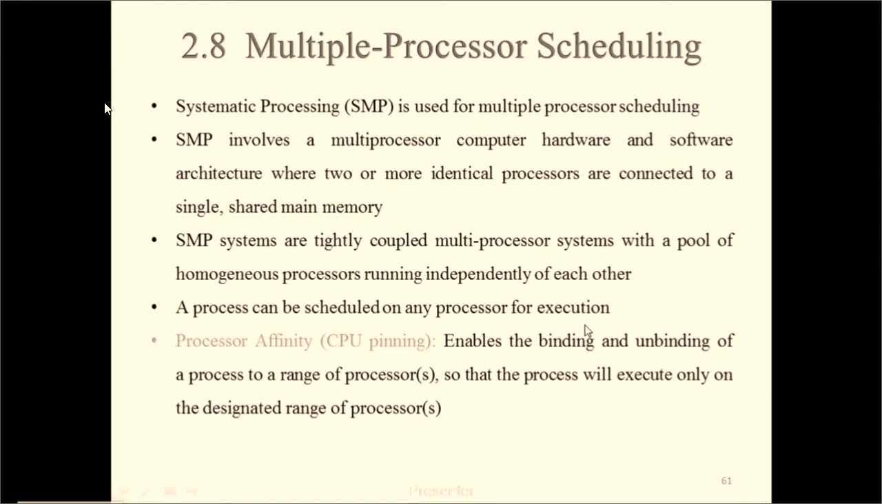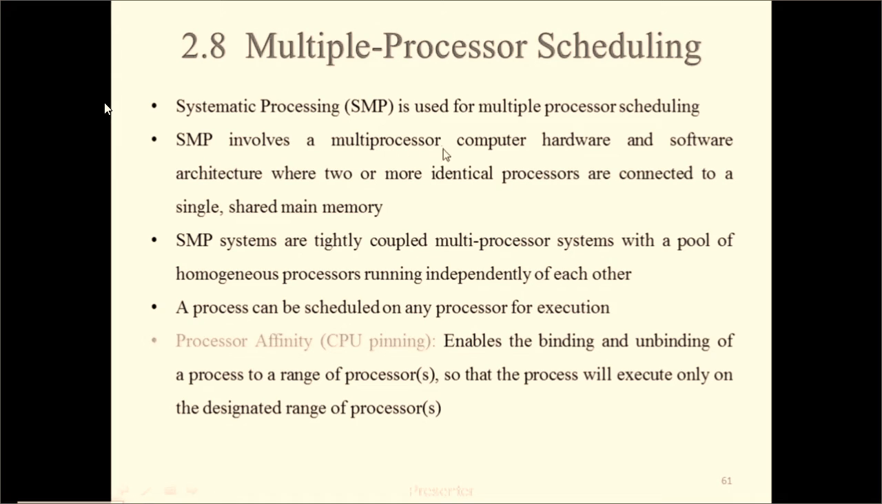Up till now, in all the examples we were thinking about, there is only one CPU. And then there are systems where more than one processor is available, more than one CPU is available. Now the question that comes is, if the system has more than one processor, how does the scheduling take place? Such systems are called symmetric multiprocessing, also denoted as SMP. SMP is used for multiple processor scheduling.